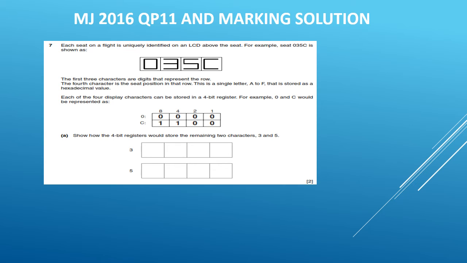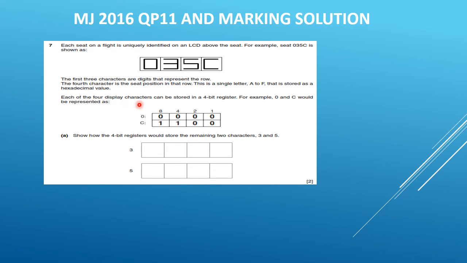For example, seat 035C is shown this way. The first 3 characters are digits that represent the row. The fourth character is the seat position in that row. This is a single letter A to F that is stored as a hexadecimal value.